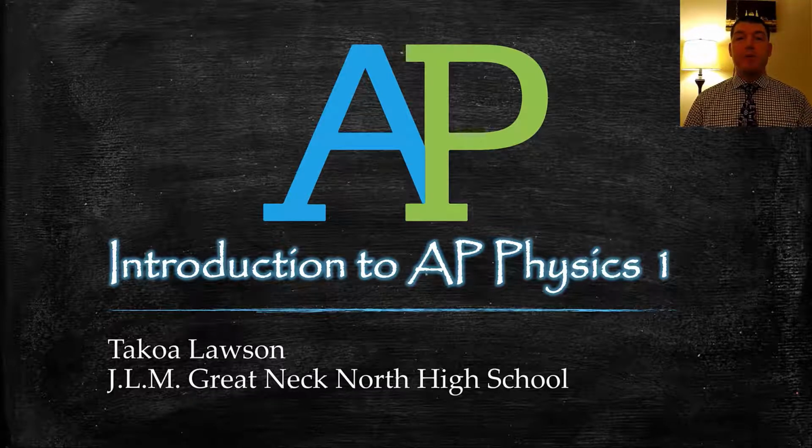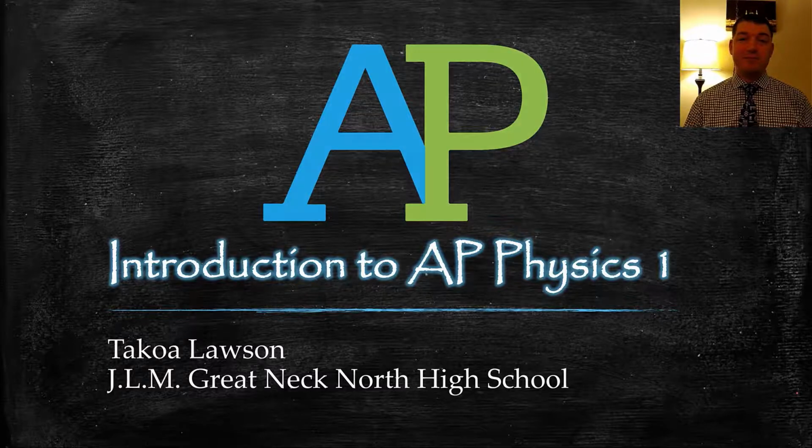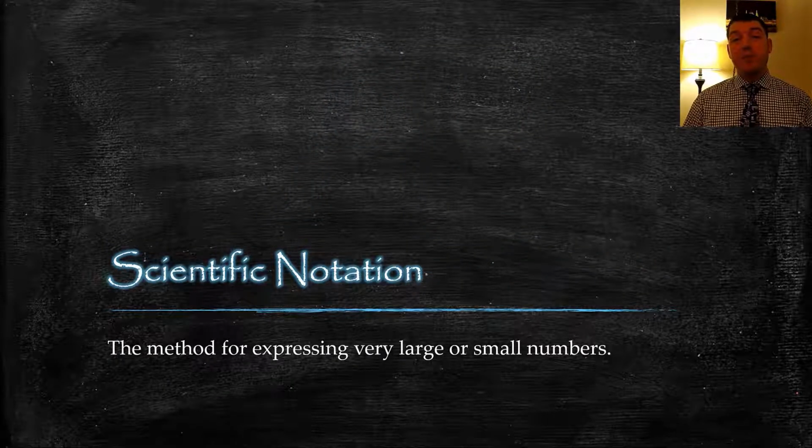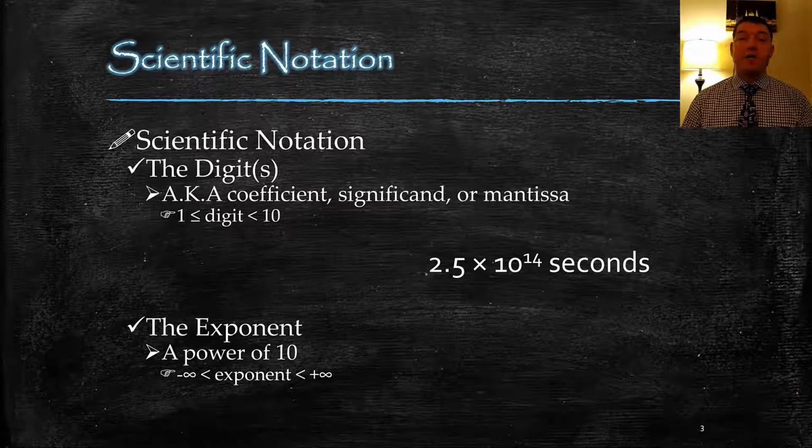We're going to be working through another lesson from the Introduction to AP Physics. We're going to start by looking at scientific notation, which is a really important way of expressing very large or very small numbers. When we're looking at scientific notation, it's really about understanding the different parts. There's a couple of important parts.